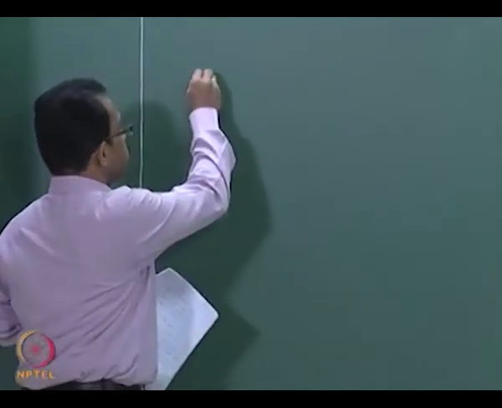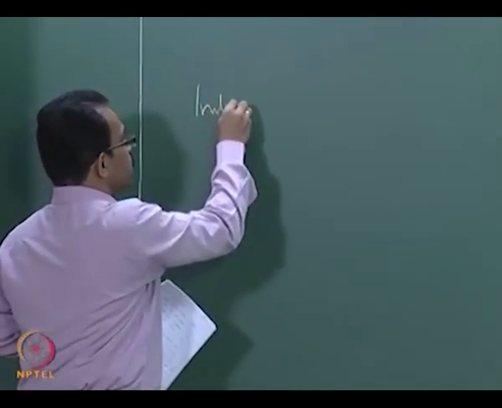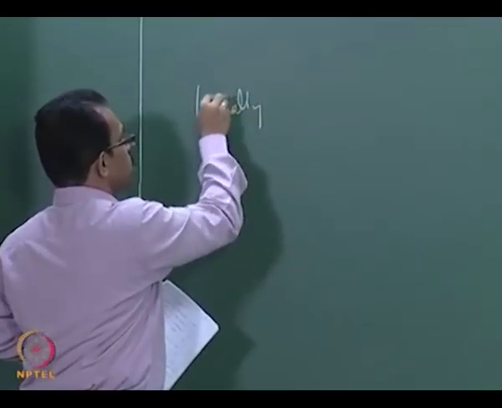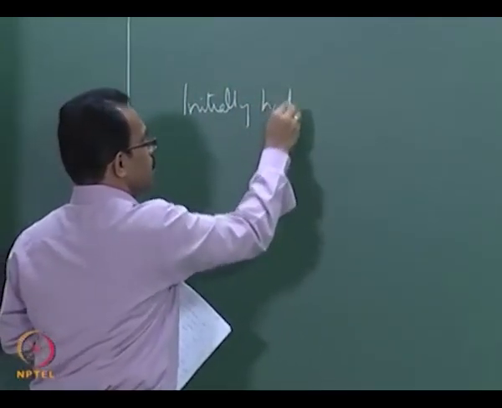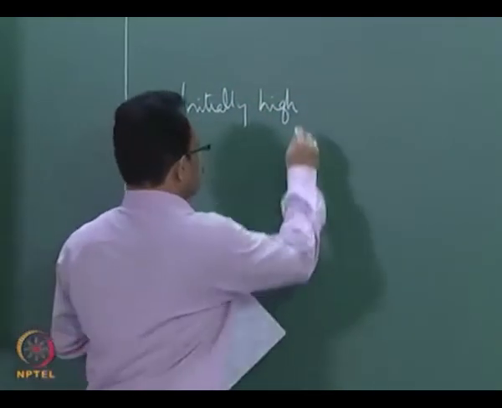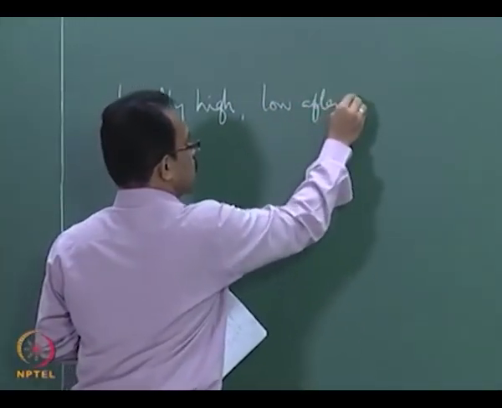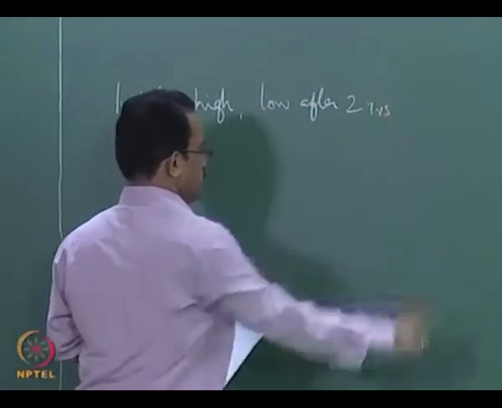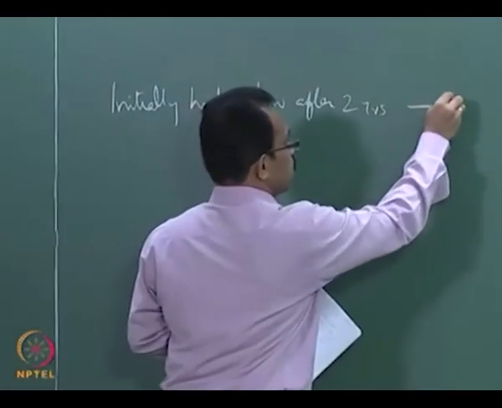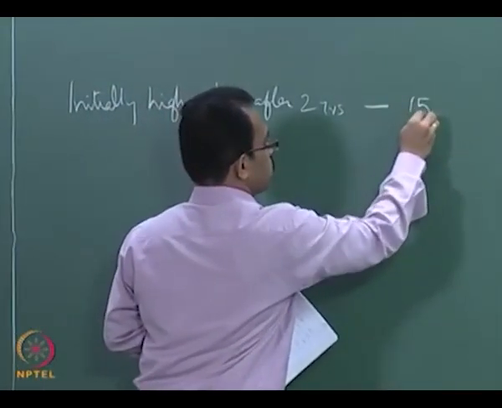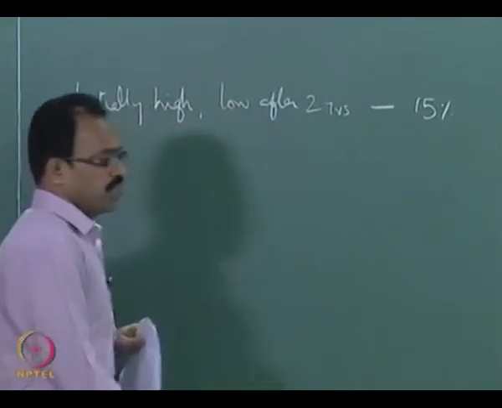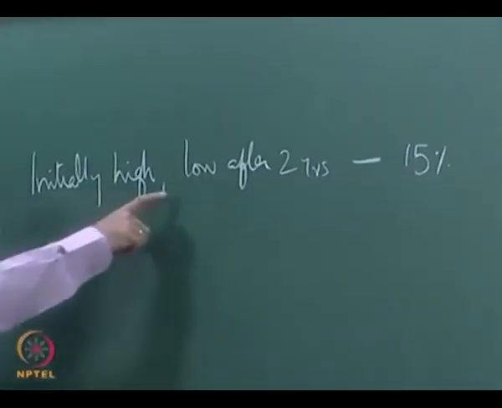So we have initially very high demand and low after 2 years. That was one case. There we have a probability of 15%. So 15% is the possibility of this situation.